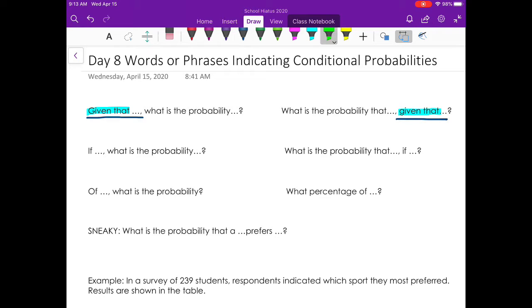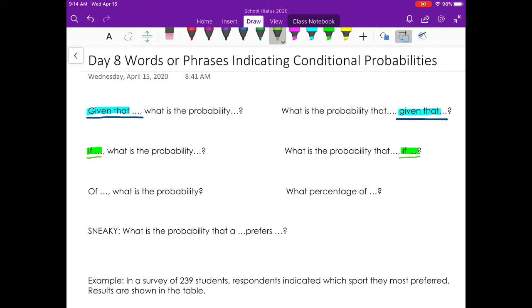So if it says "if" at the beginning or the end of the question, for example, if a student is male, what is the probability that the student has long hair? Or what is the probability that a student is male if they have long hair? The "if" statement indicates the limit to the sample space, which will define the denominator of your probability.